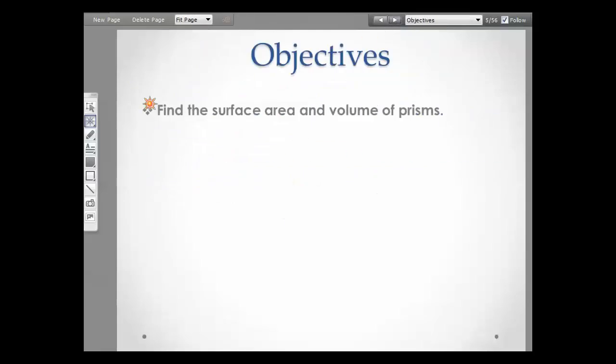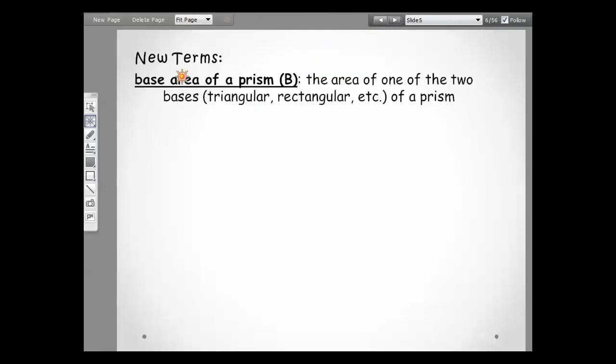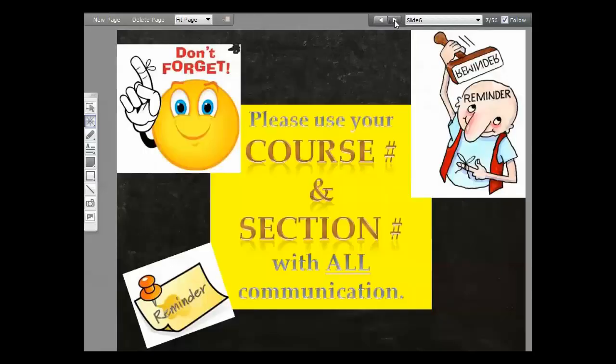What we're going to be doing in this lesson is finding the surface area and volume of prisms. I don't think this is a new term. I think we talked about it in the last lesson, but the base area of a prism is capital B, which is the area of one of the two bases of a prism. And you need that information both for the surface area and volume.